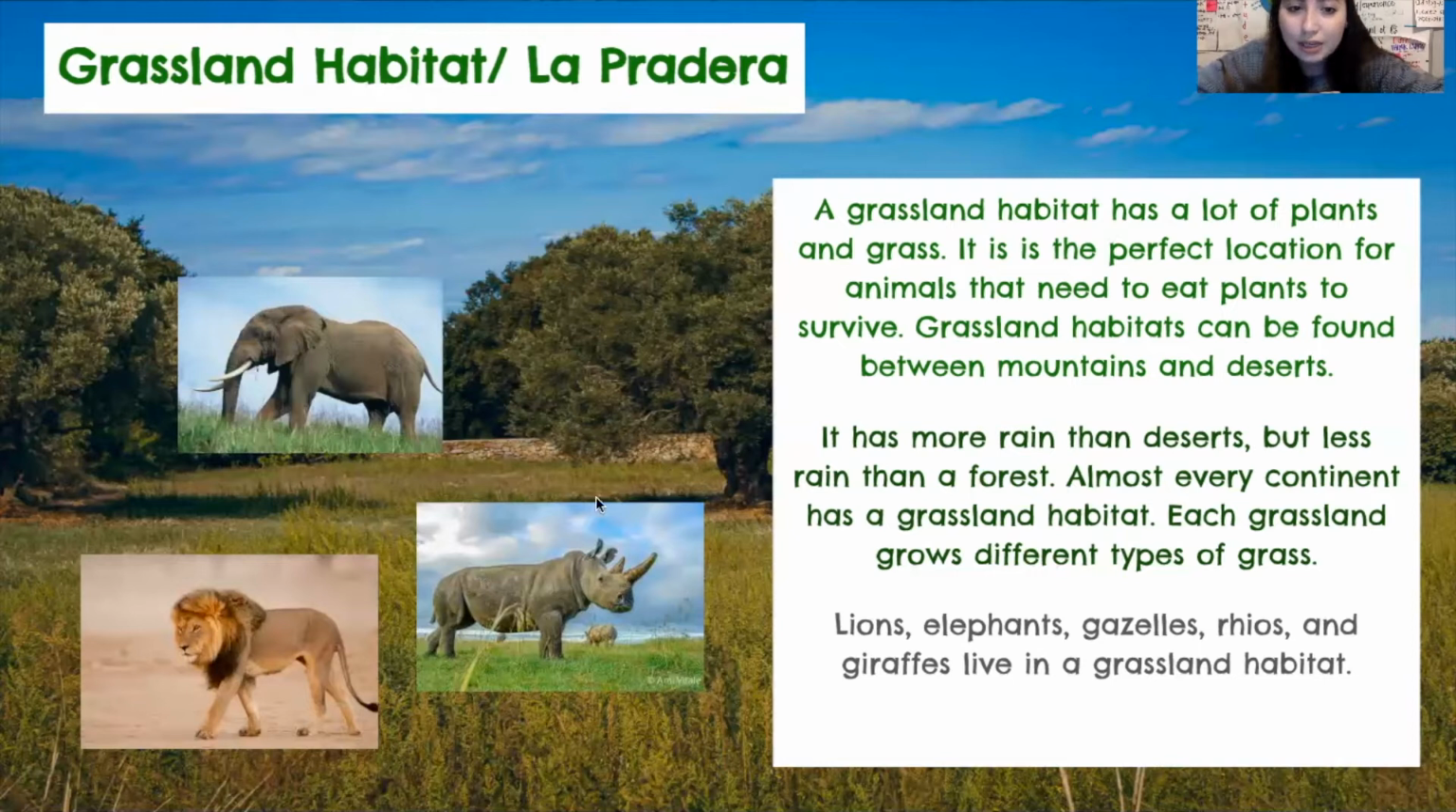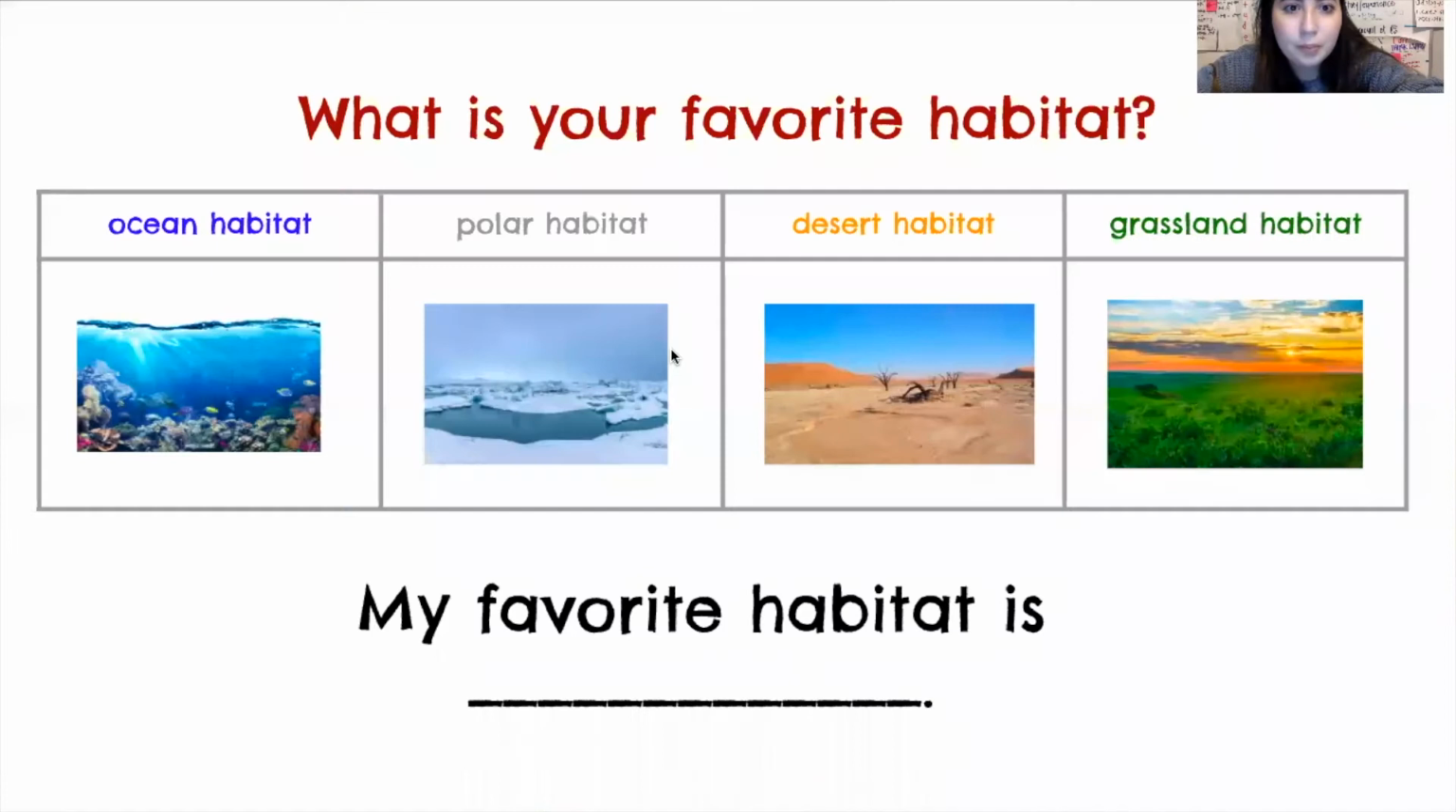And we can also see here a rhino. Rhinos also live in grassland habitats, along with gazelles and giraffes, right? Because giraffes have those long necks to feed on trees and plants. So those are the animals that live in a grassland. So we're going to take a few seconds and then I'm going to show you what you're going to do.